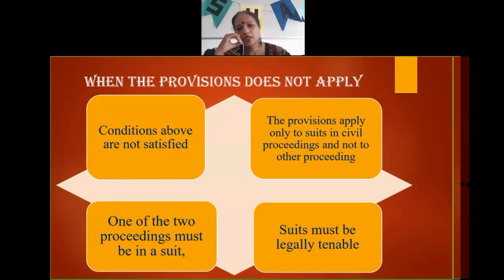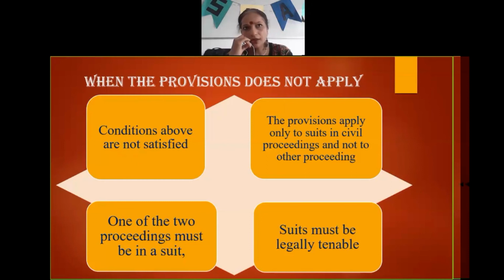There are certain things wherein the provision would not apply. The provision of res sub judice, the stay of suit, would not apply. Firstly, if the conditions above are not satisfied. Whatever the conditions we have discussed in our earlier slides, if they are not satisfied, then in that case the provision of section 10 would not apply. The second one is the provision applies only to the suits in civil proceedings and not to other proceedings. The principle of res sub judice is only available so far as the civil suits are concerned. It is not applied to the other proceedings.